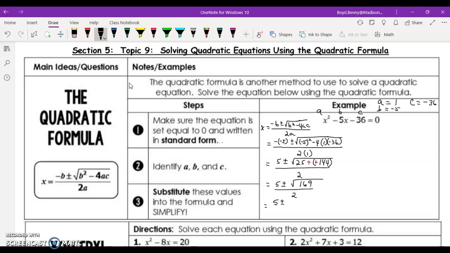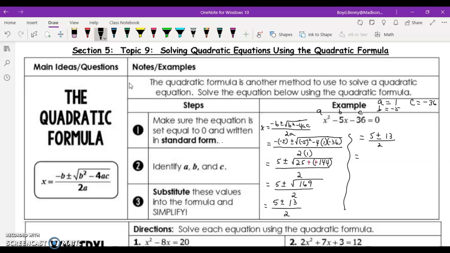Now I'm going to go ahead and take the square root of 169. Well, the square root of 169 is 13. Want to check that on your calculator? Go ahead. We've done that quite a few times. And yes, I do have that memorized. Okay, I'm going to continue this problem over here. 5 plus or minus 13 all divided by 2.